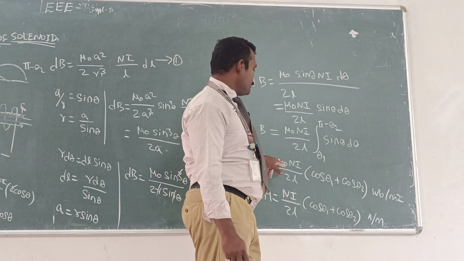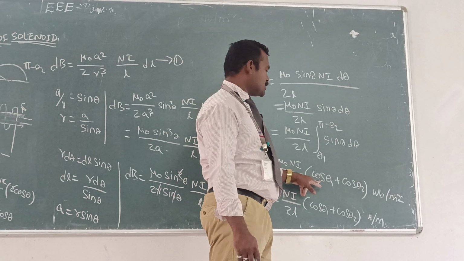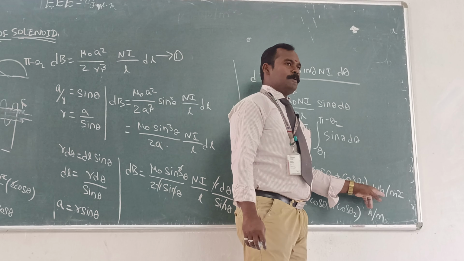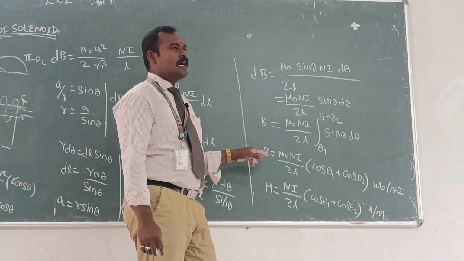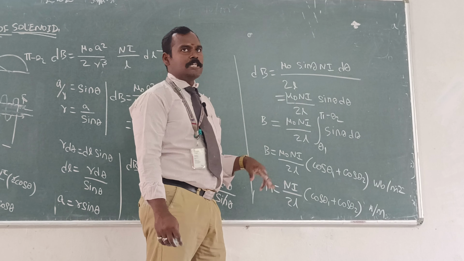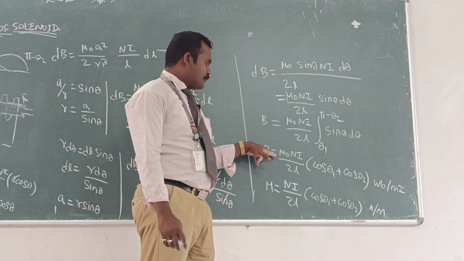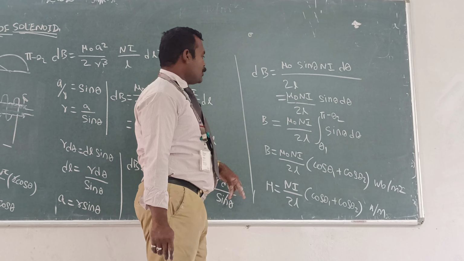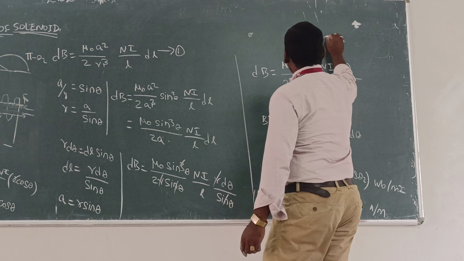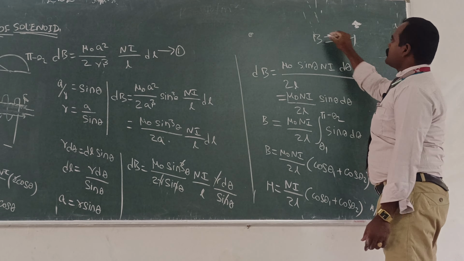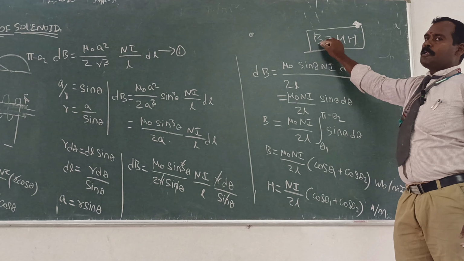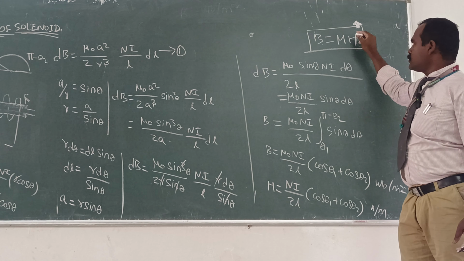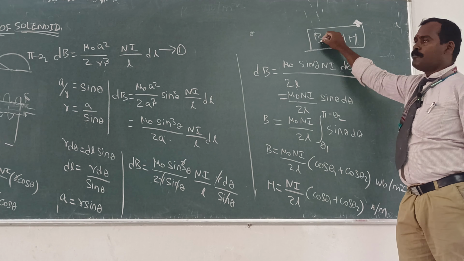Here B should be equal to mu naught N I divided by 2L, cos theta 1 plus cos theta 2, Weber per meter square. That is the unit of magnetic flux density. That is the total and resultant magnetic flux density of the solenoid. Similarly, you never forget this relationship: B should be equal to mu into H. So H should be equal to B by mu.